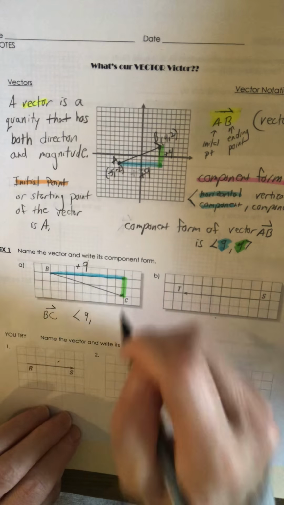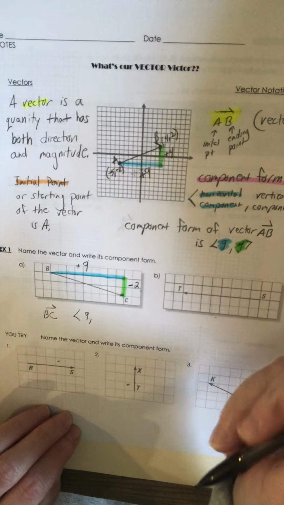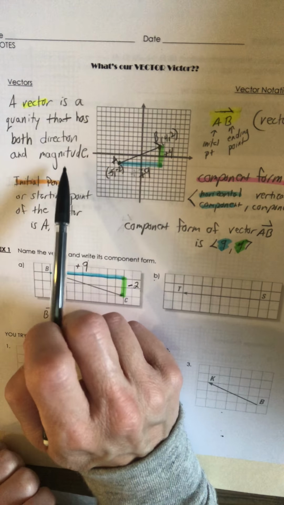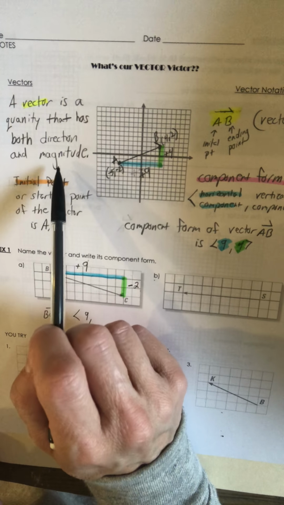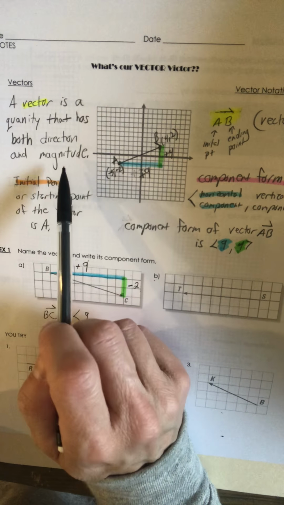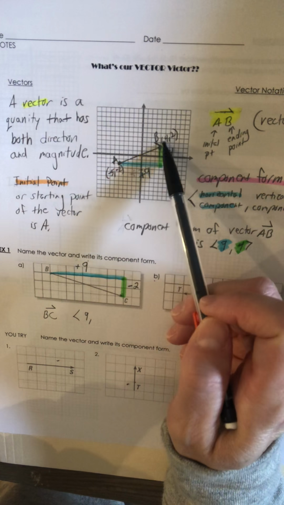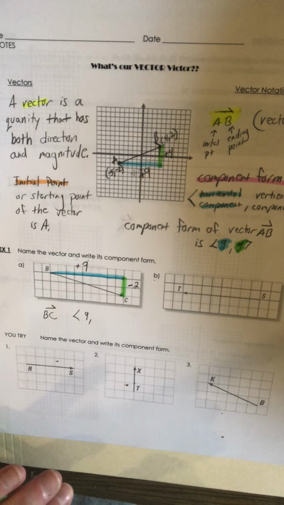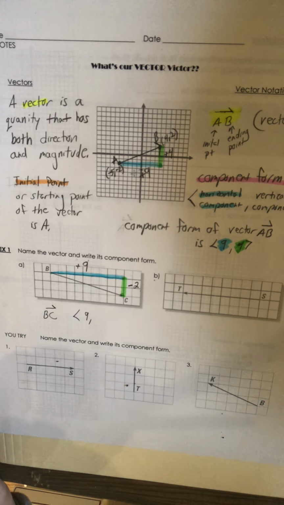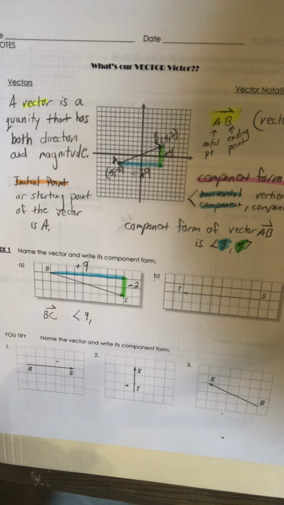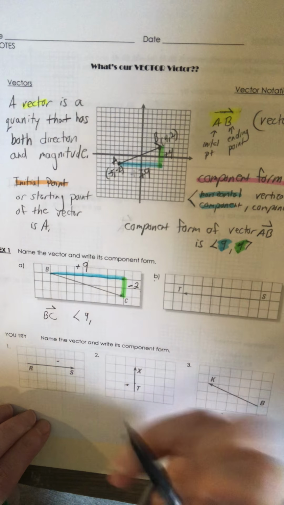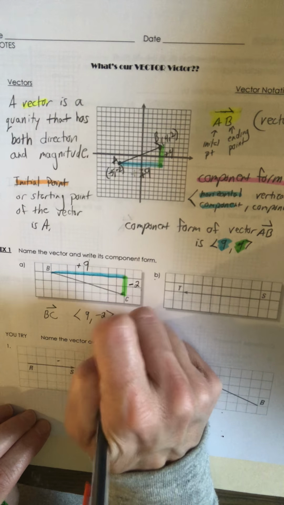Because that is a negative motion, because direction matters here, a vector is a quantity that has both direction and magnitude. Magnitude represents size, so it's representing the length of that vector. Direction is going to be that positive and negative. If we're moving to the right, we're going positive. If we're moving to the left, we're going negative. If we're moving up, we're going positive. If we're moving down, we're going negative. So because we went right 9 down 2, our component form would be 9, negative 2.